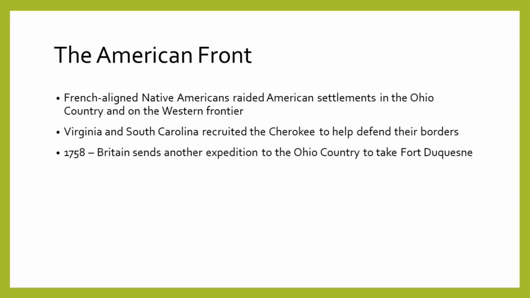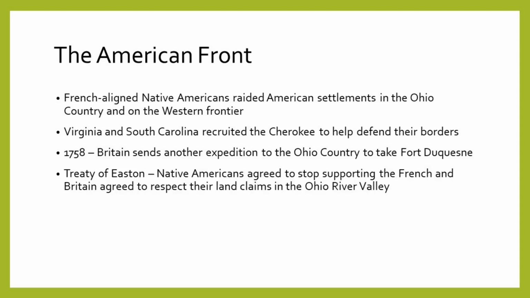In 1758, the British sent a third and final expedition to take out Fort Duquesne. The army actually wasn't super successful this time either, but in the background, the British and the Haudenosaunee had gathered representatives from the French-aligned Native American nations and negotiated what's called the Treaty of Easton. This agreement essentially said that the Native Americans would stop supporting the French in this war, and in exchange, the British would honor native claims to the land in the Ohio River Valley. More on this later as well.